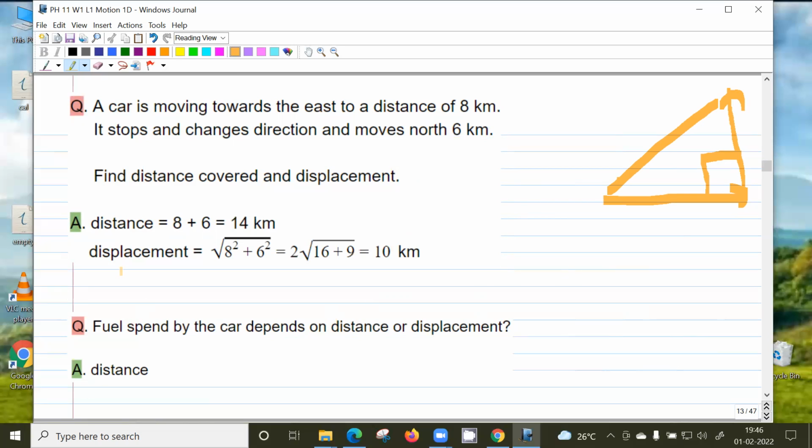Which one is more, distance or displacement? Distance. And is that always true? No, in some cases it will be equal to displacement. In the best case, the displacement will be the same as the distance, but displacement cannot be more than distance. And does the fuel spent by the car depend on distance or displacement? Distance. So distance is not a useless quantity, it has some meaning.